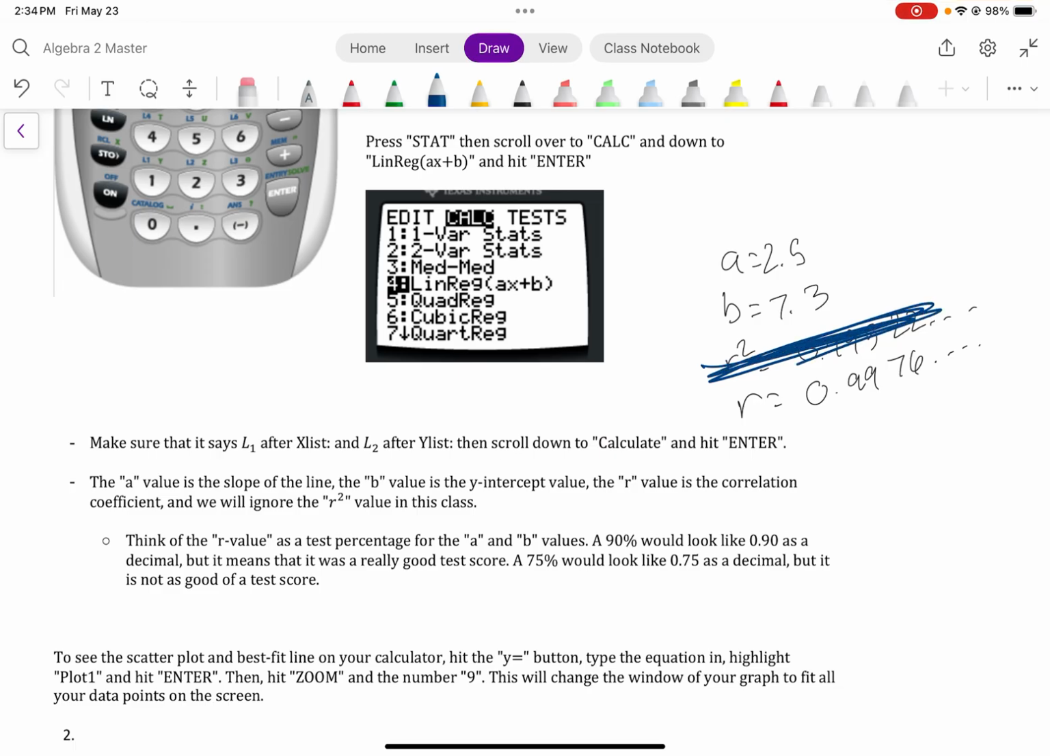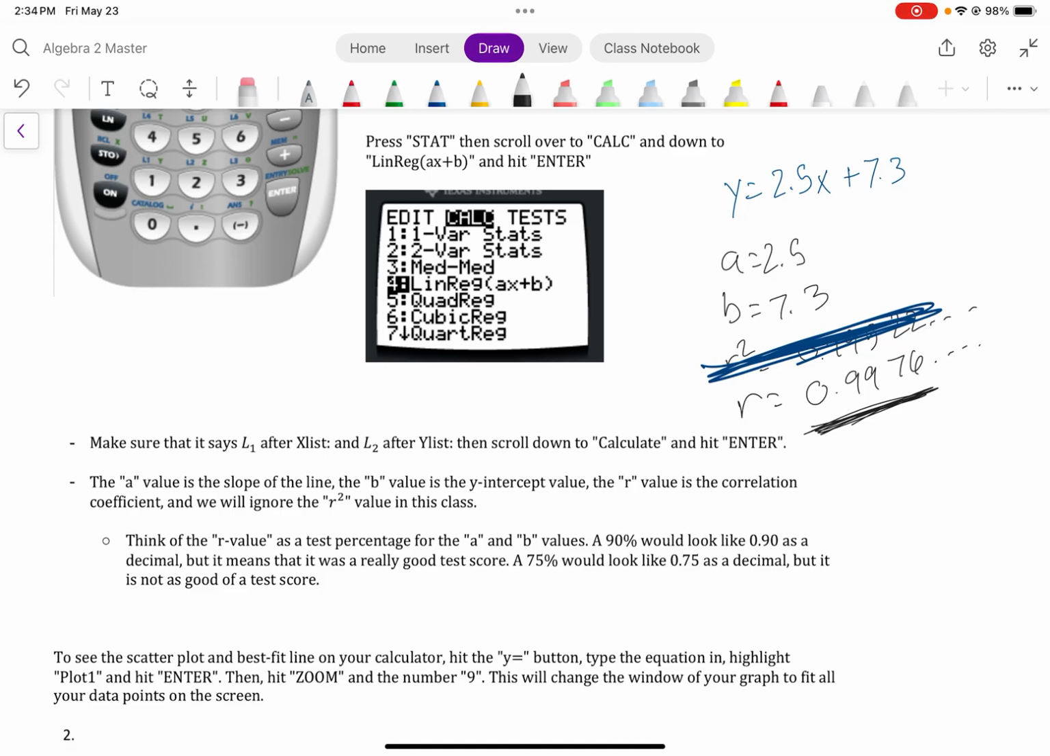This gives us an equation, 2.5x plus 7.3, which is very close to what we came up with. Ours was y equals 5 halves, which is 2.5x plus 7. Because our eyes aren't perfect, we're not going to always go through a dot that we think we're going through. But this correlation coefficient R, sorry, that 9 was bothering me. This is very, very, very close to 1. That tells us we have a very strong correlation, and it's positive, so it's a positive correlation.